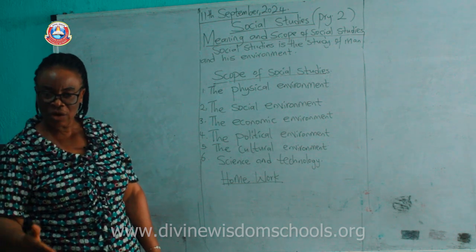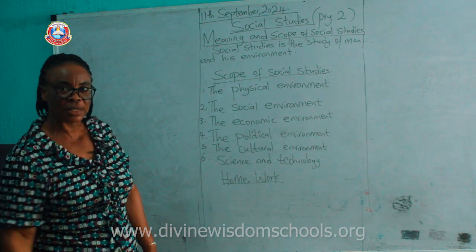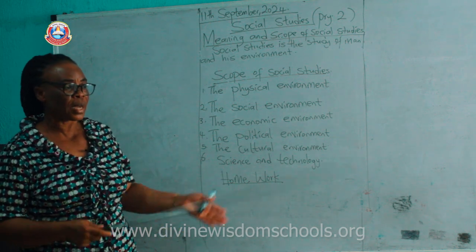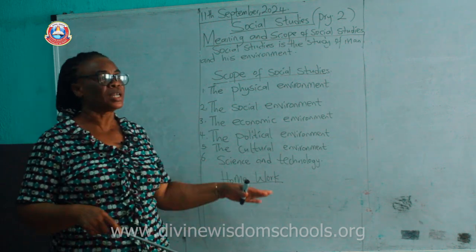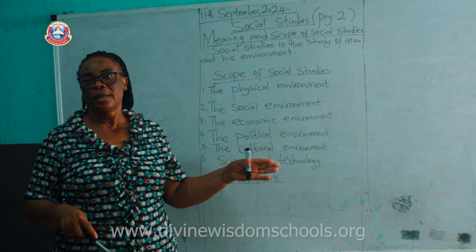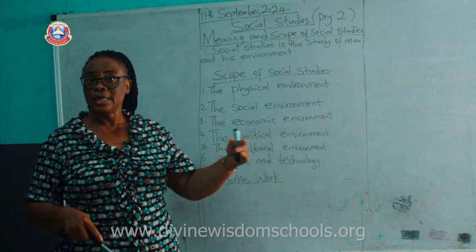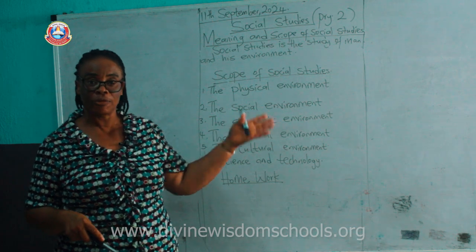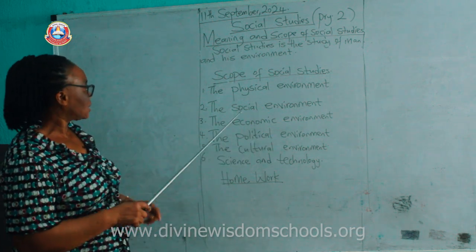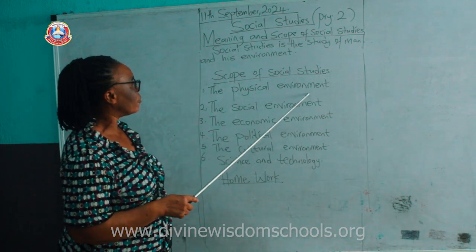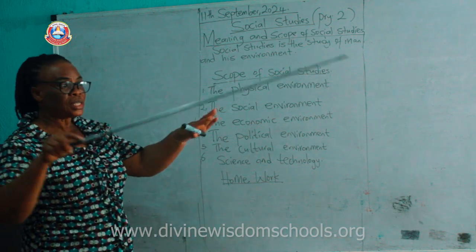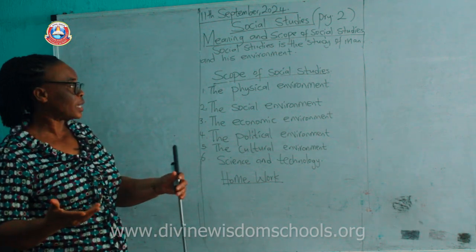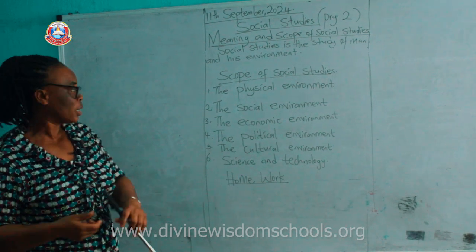Okay? In your environment where you live, you are not the only person there. There are other human beings there with you. So these are living things created by God. Then the non-living things in our environment that we can see, like the electric poles, the cars, the buildings, and so on and so forth. Okay, that is talking about the physical environment. All these things around us, they affect our living in the society in one way or the other.